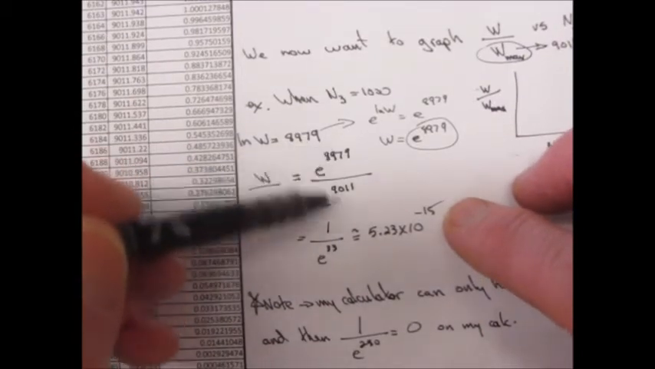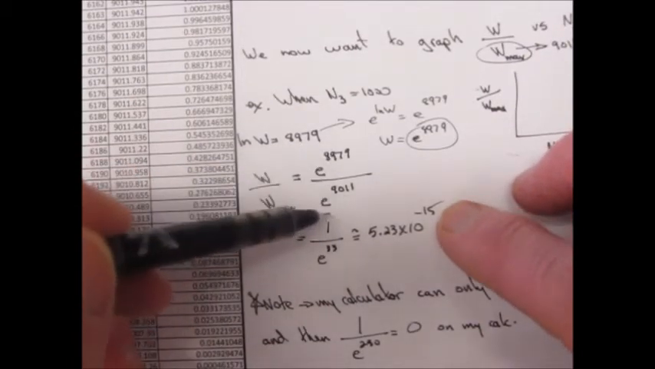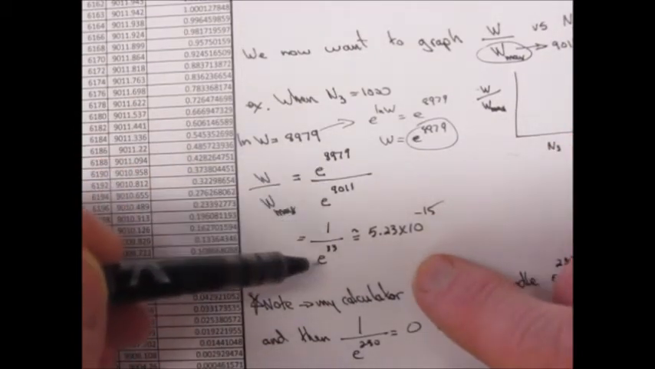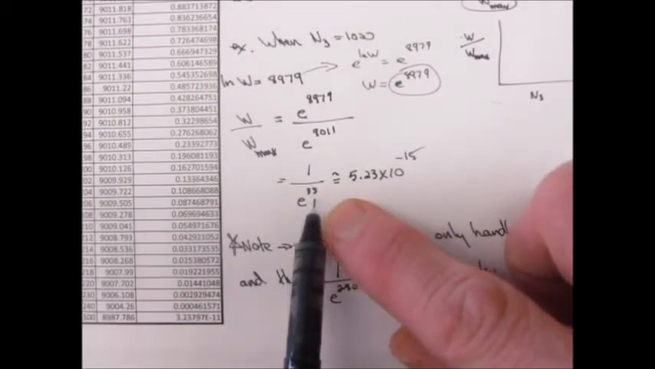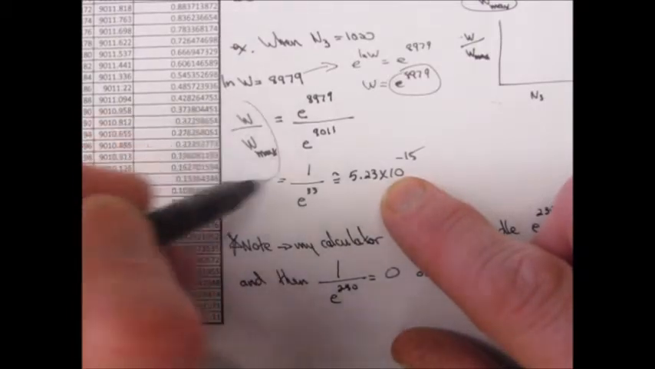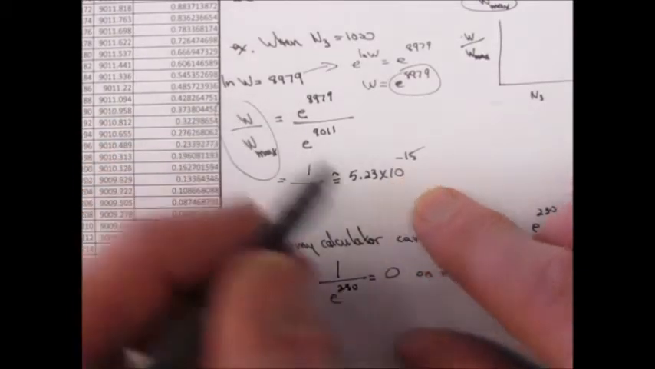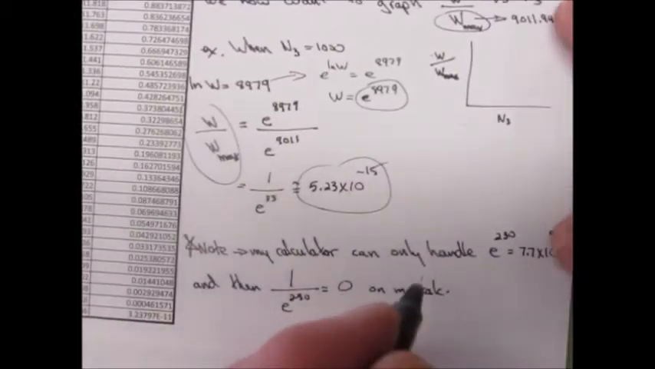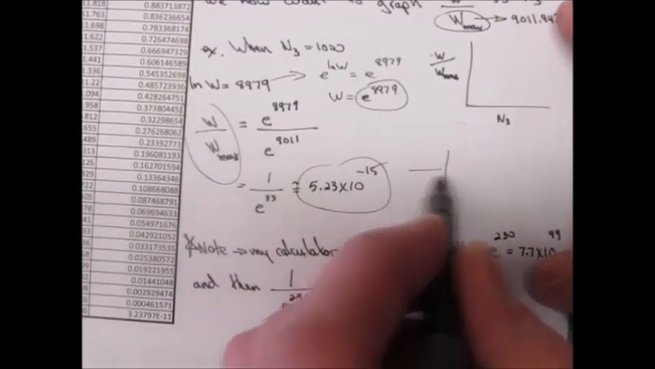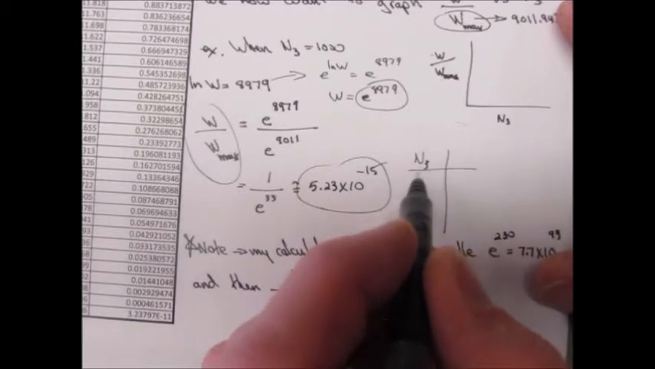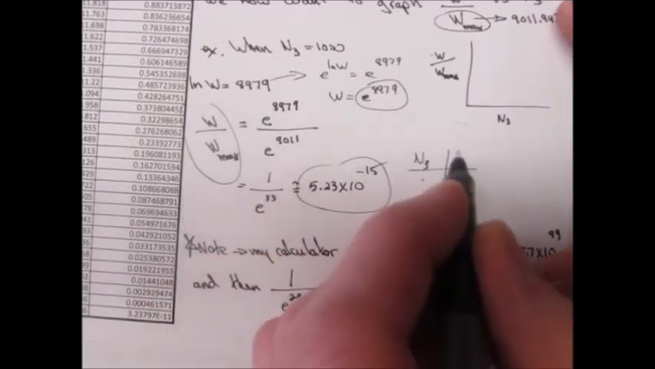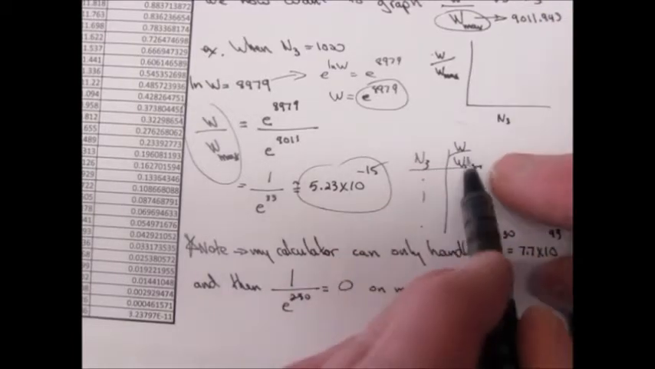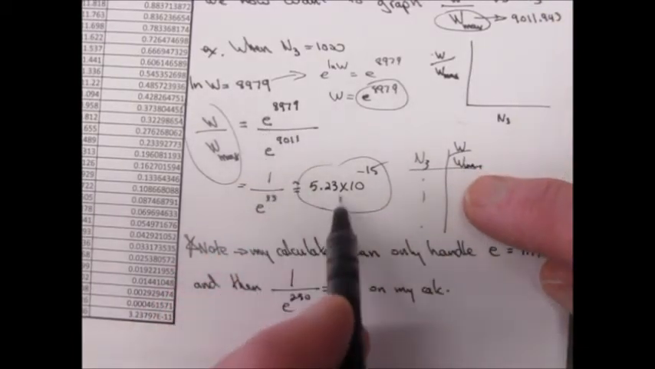So now you can use the same base, you subtract. So what you're going to end up with is 1 over E to the 33. This becomes the quantity W divided by W max. This would be a number I put on the y-axis. So basically what you're doing is you're going to graph x-axis N3, and over here the quantity W over W max, which will come from the form of this kind of subtraction.